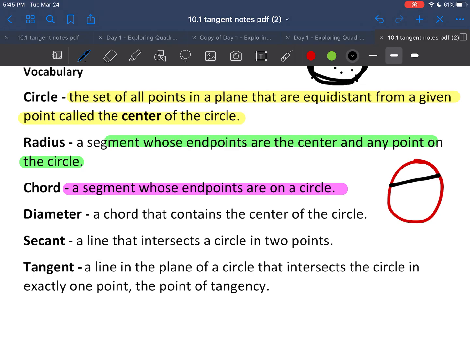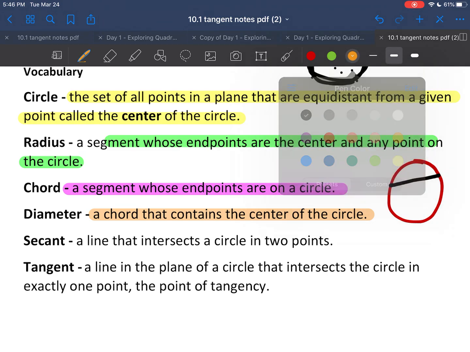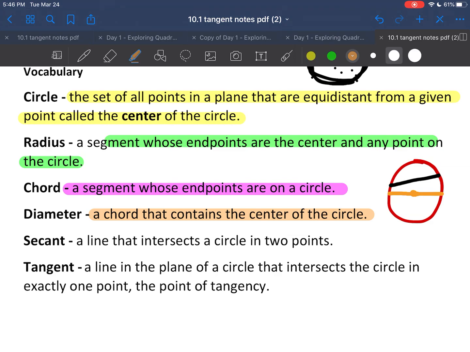Now the next definition is diameter. It is a special kind of chord. A diameter is a chord that contains the center of the circle. So if the center is right there, and I were to draw a segment through it, I have drawn a diameter, but the diameter is also a chord.